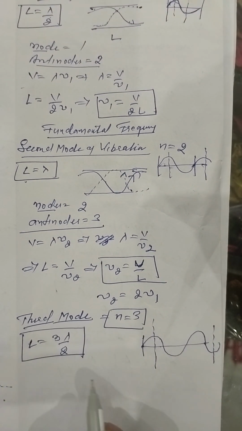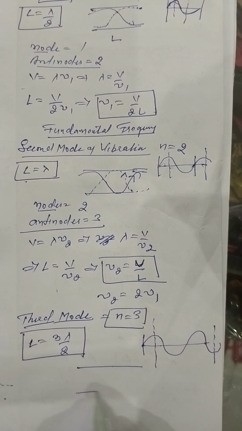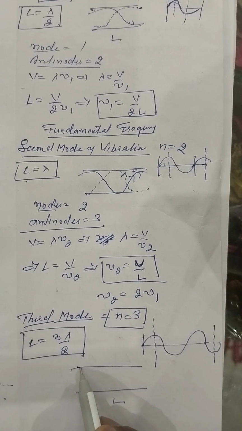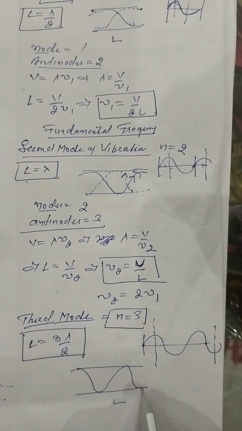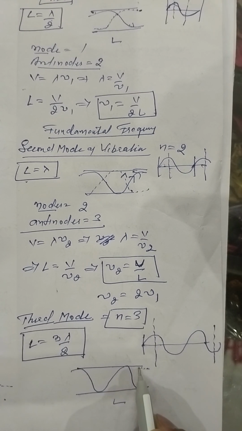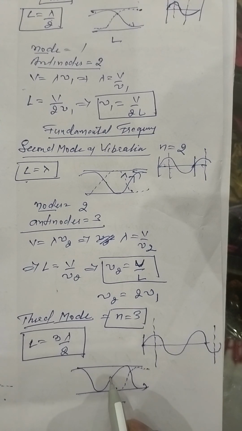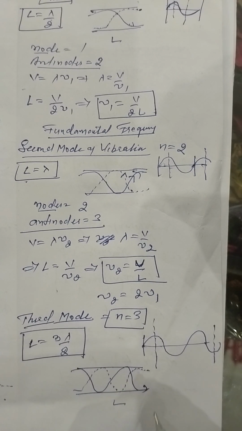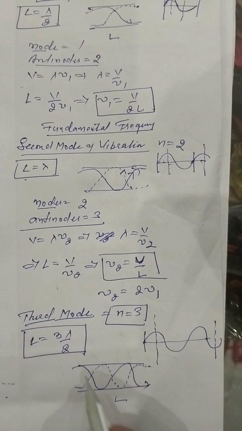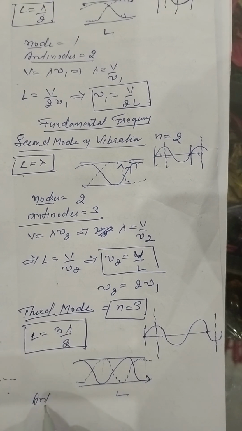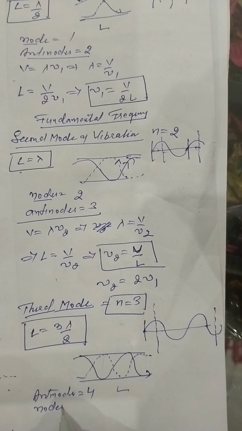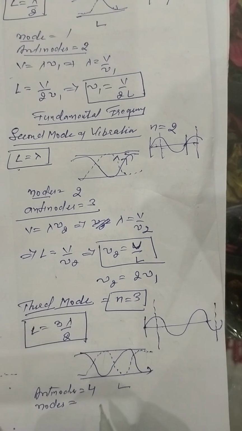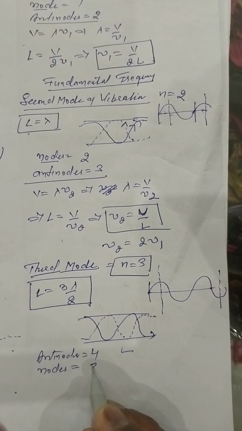In this way you will be able to draw the diagram. In the pipe of length L, we will have this type of wave in this way, and after reflection the wave will be produced like this. This is the condition. The number of antinodes is equal to 4, and nodes are equal to 3.